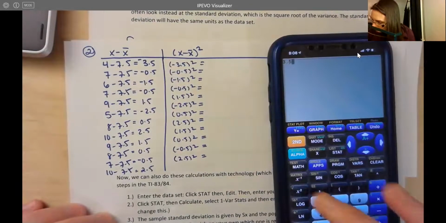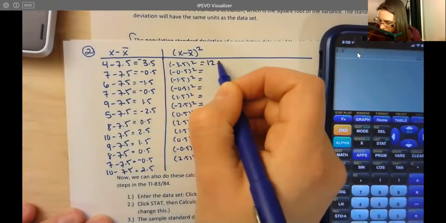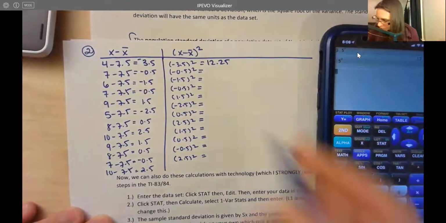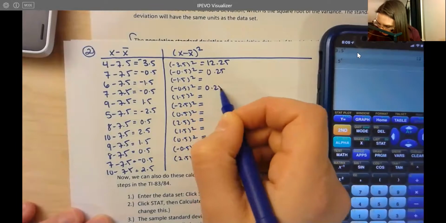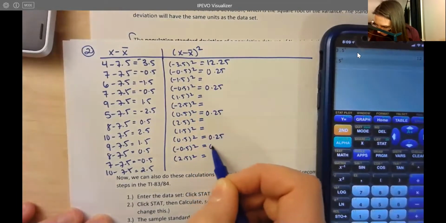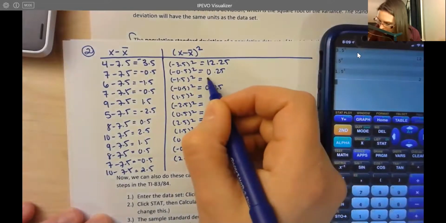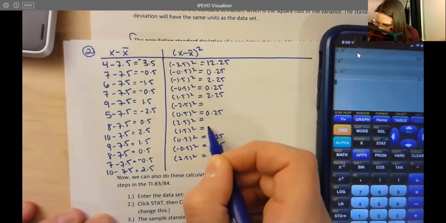So let's see, 3.5 squared gives me 12.25. 0.25. I'm just filling all the same values of this at once. Get a little bit faster here.